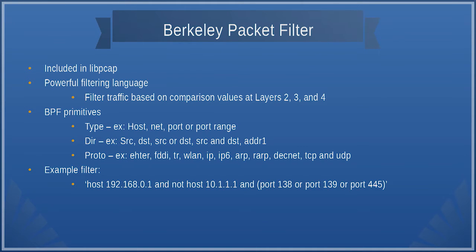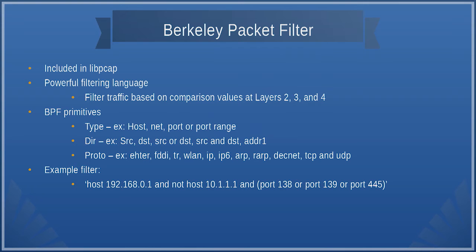The BPF primitives are divided into at least 3 categories. One is the type, for example, what type of host, what kind of network, what port or port range. Second, what is the source or the destination, whether you want to filter the packets based on the address. Each one of these is a filter parameter, whether you want to filter based on the host, the net, the port, etc. You can also split it based on the protocols, for example, whether you want to look at the Ethernet packets or the IP packets, whether you want to look at IP version 6, etc.